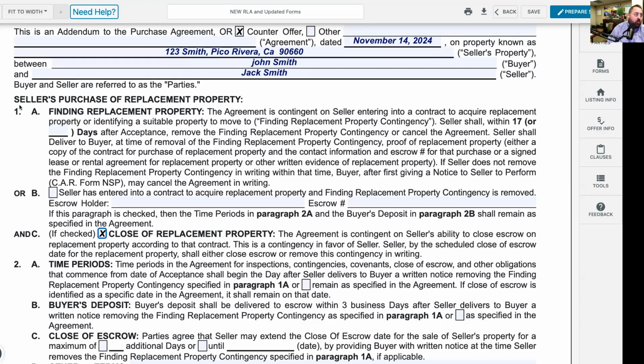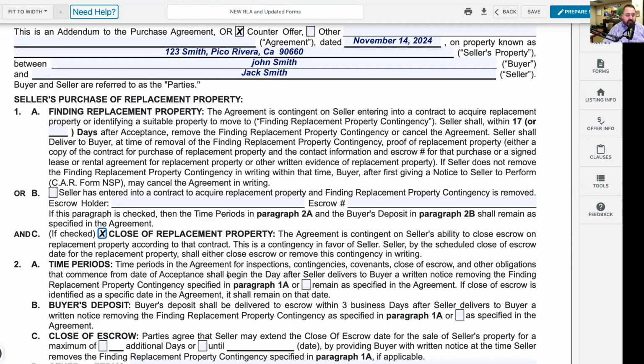And you should be doing it anyway. Even if you have 1A, you should be checking 1C, which is close of replacement property. The agreement is contingent on seller's ability to close escrow on the replacement property according to that contract. This is a contingency in favor of seller. Seller, by the scheduled close of escrow date for the replacement property, shall either close escrow or remove this contingency in writing. So it says your ability to close, right?